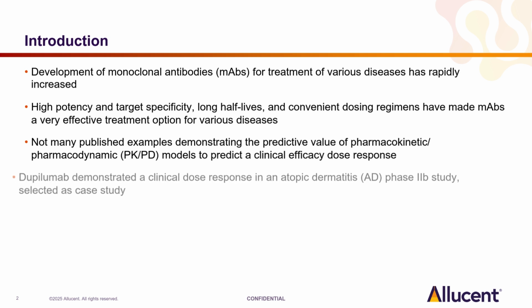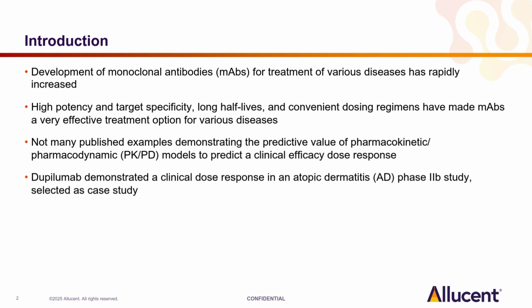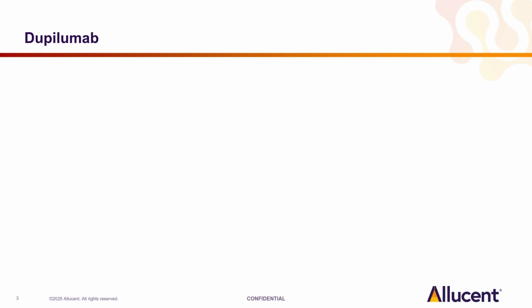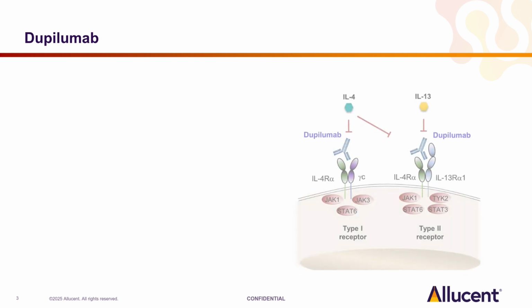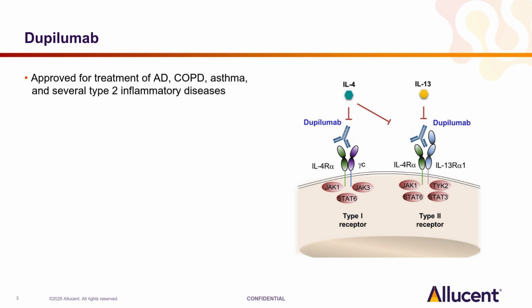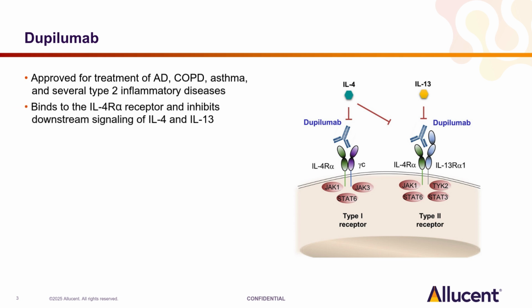So dupilumab, or Dupixent, demonstrated a clinical dose response in atopic dermatitis in a phase 2b study. And so it was because of that reason that it was selected for this case study. Just a quick overview of the mechanism of action for dupilumab. It was approved for treatment of atopic dermatitis, COPD, asthma, and several other type 2 inflammatory diseases. It binds to the IL-4R alpha receptor and inhibits downstream signaling of inflammatory cytokines IL-4 and IL-13, as we see here in the graphic.